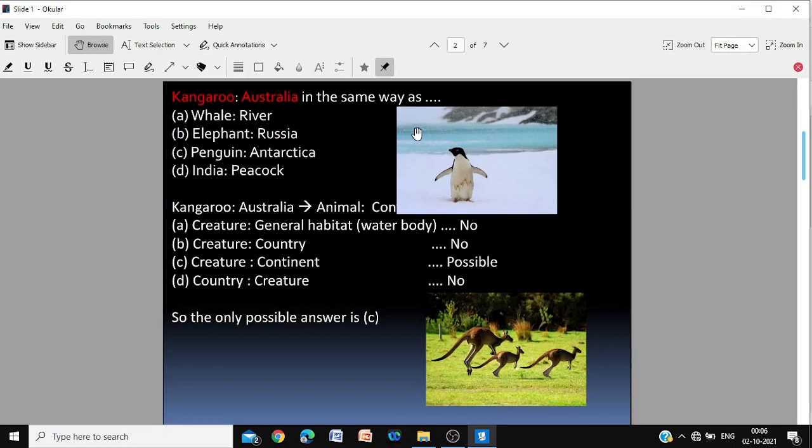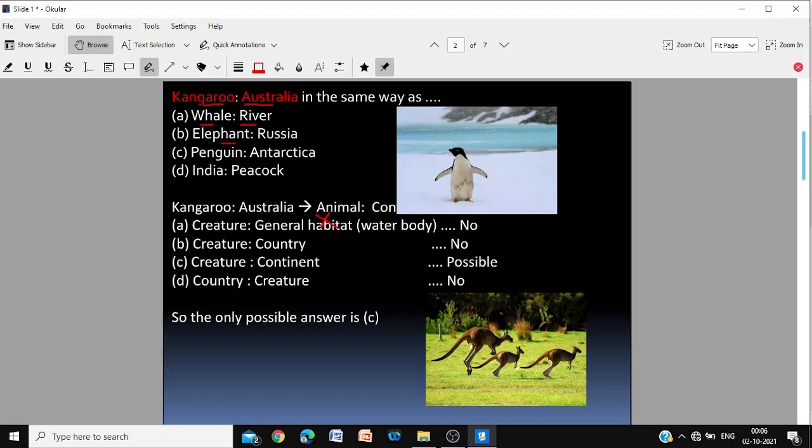Kangaroo is to Australia in the same way as. Now, we have to notice that kangaroo is the name of an animal or creature, and Australia is a continent, not just a place, it's a continent. So we should have first a creature and then a continent. Whale River. We have a creature, but this is not a continent. So, this is a general habitat, a water body, a river. This is not a continent.